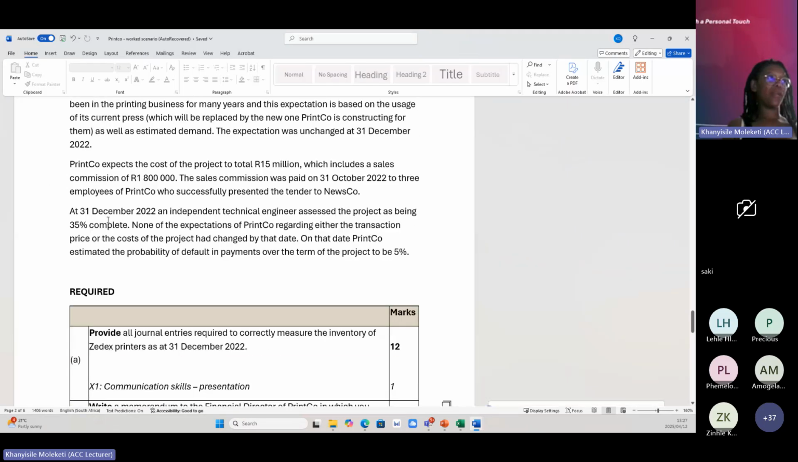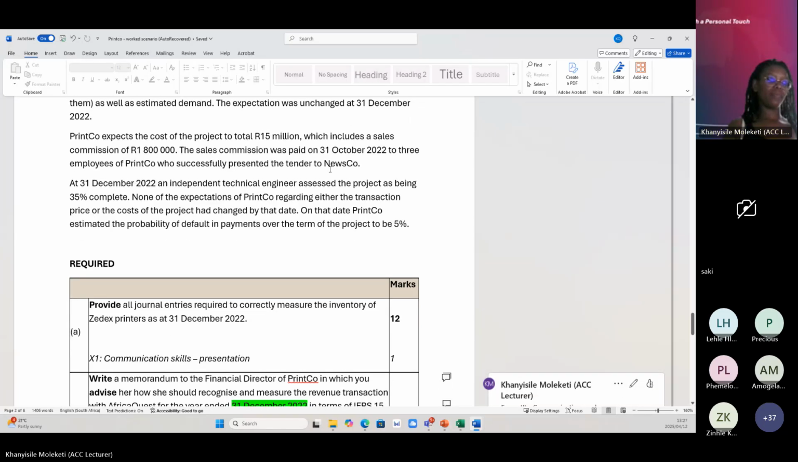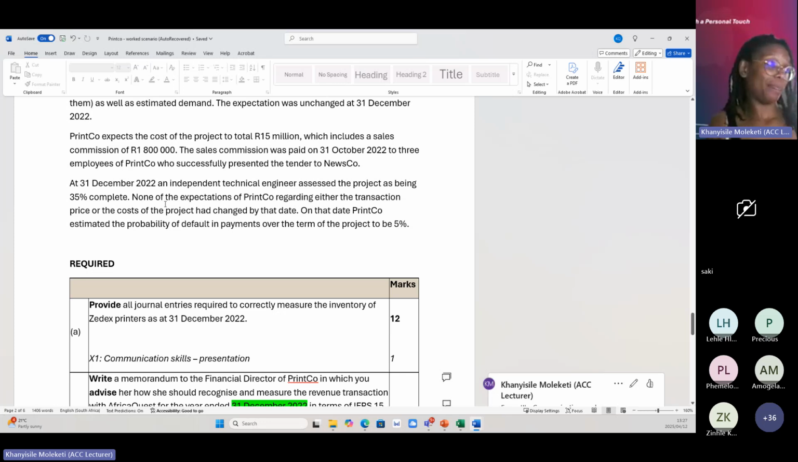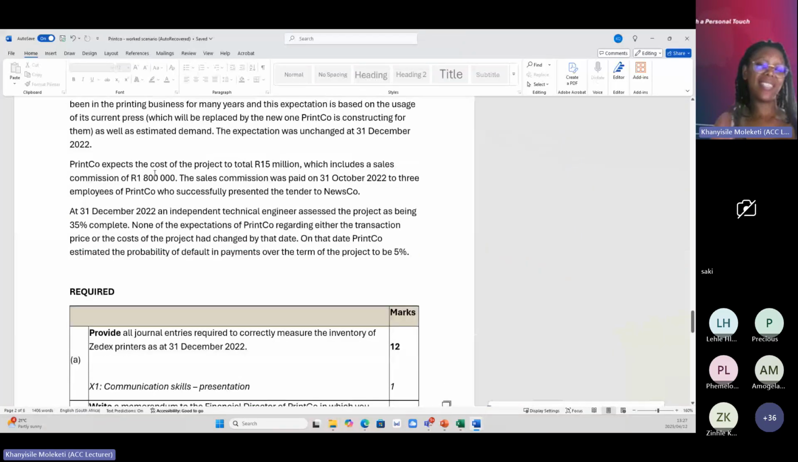And then PrintCo's estimation of the costs of the project will be 15 million, and the sales commission. And we've also got an estimate of how far we are, our stage of completion for those products at the end of December 2022, which is 35%. And none of PrintCo's expectations have changed by the year end. Okay. So all of this tells us a lot has happened.